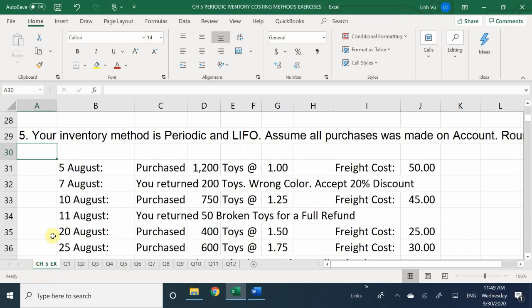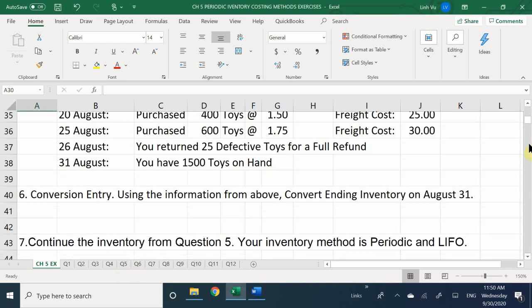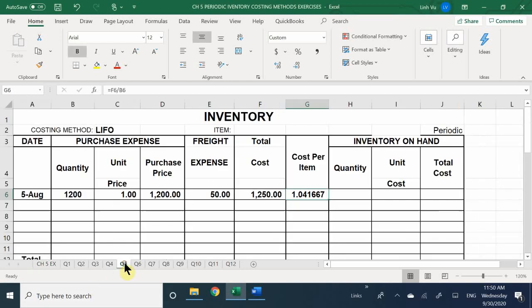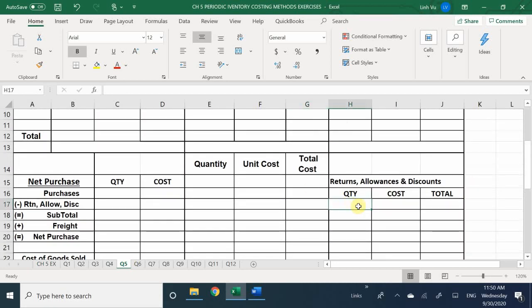Scenario number 2, the next thing that happened on August 7th, was you returned 200 toys. They were the wrong color. However, you're willing to accept a 20% discount. In this case, I'm going to go back to my worksheet and indicate on this bottom half right here that I'm returning 200 items.